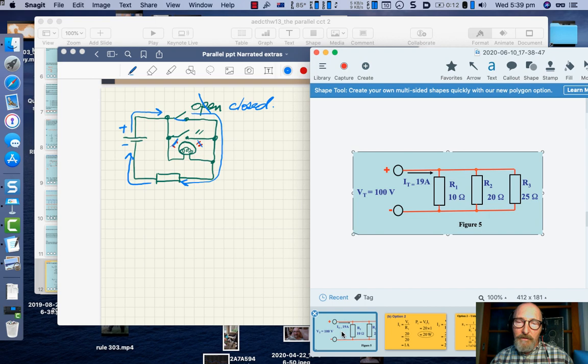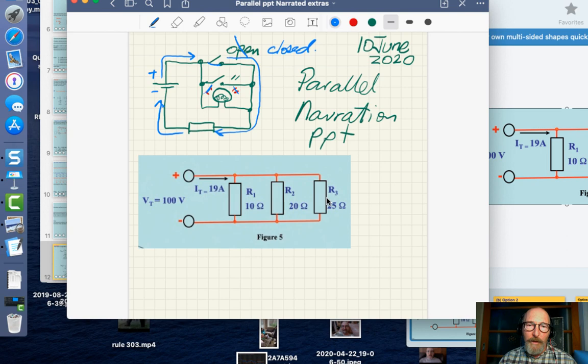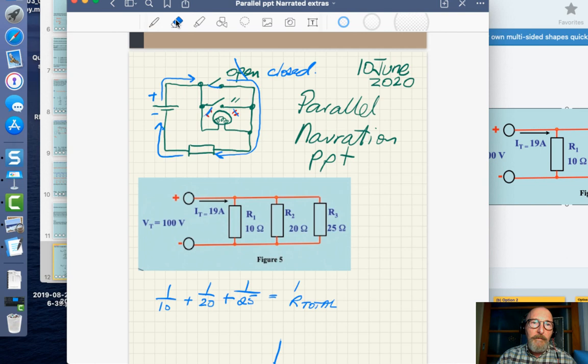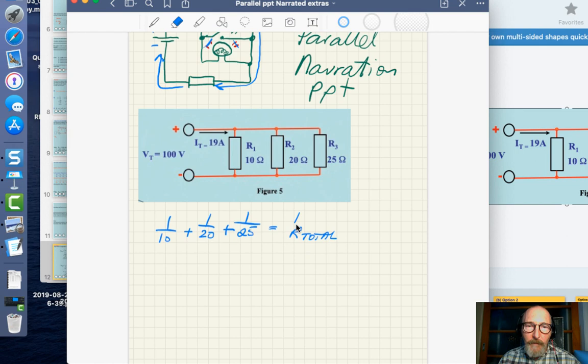All right, so we've got 10 ohms, 20 ohms, and 25 ohms. So we saw on the previous slide, it'd be 1 on 10, add 1 on 20, add 1 on 25 equals 1 on R total. Can we make this a bit bigger? Yes, we can. There we go. Okay, very good. 1 on R total.